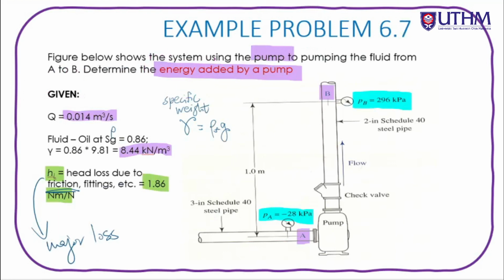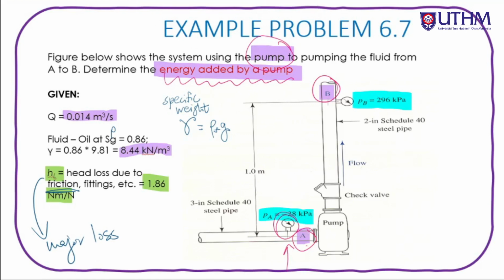Okay, before we end chapter 6 ni, kita go through yet another example. As shown here, the figure below shows a system using a pump. Also, yang ni dia introduce pump. Pump ada dekat sini. Okay, to pump the fluid from A to B. Pump ni diguna untuk pump the fluid from position A to position B. So the question asks to find the energy added by a pump. Berapa energy yang added by a pump here?